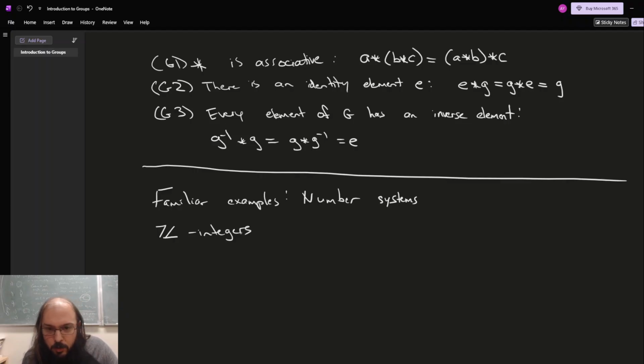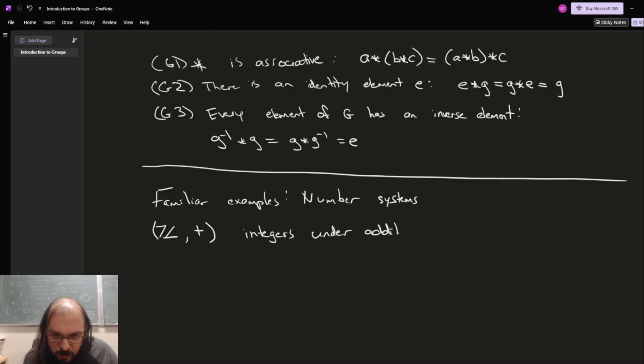Now, when I'm specifying a group, it's not enough to just tell you the set here. You also have to make mention of the operation. So if I really want to be precise about this, I should clarify that this is Z together with the operation plus. And this is already confusing because above we were calling the operation multiplication when we needed to talk about it. But there's no rule that says it has to be multiplication. It can really be any operation as long as it is associative and satisfies axioms G1, G2, and G3.